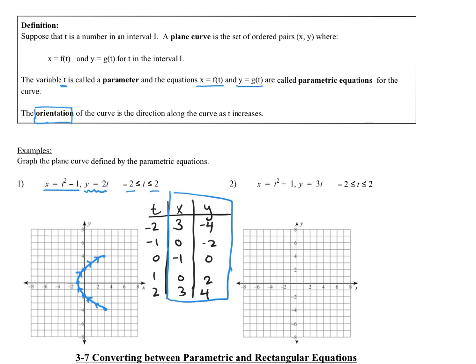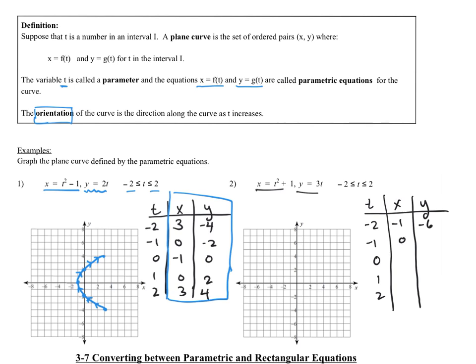We'll do it again. Make another t, x, y table. I'll pick the same values for t, and then plug them into these two parametric equations. When we do that, we get -1, -6, 0, -3, 1, 0, 2, 3, and 3, 6. And then again, we're just going to graph the xy values because we only know how to graph in an xy system right now, in a rectangular system.